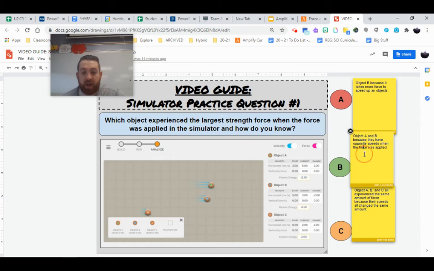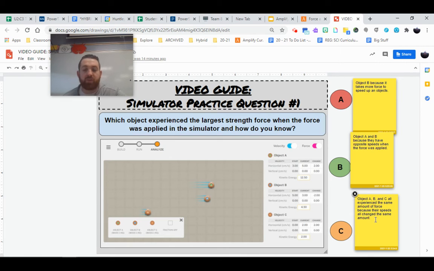Object A and B, because they have opposite speeds when the force was applied. You'll notice that in here. Or is it answer C? Object A, B, and C all experience the same amount of force because their speeds all change the same amount.